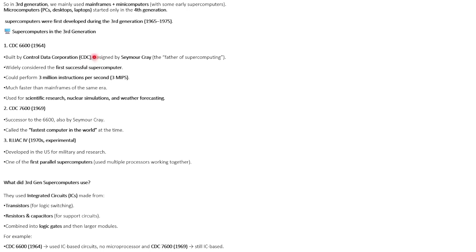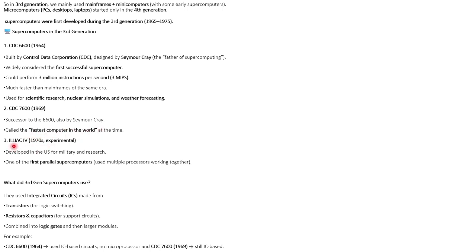CDC is a company that built the CDC 6600 supercomputer, designed by Seymour Cray, also known as the father of supercomputing. Widely considered the first successful supercomputer, it could perform 3 million instructions per second, much faster than mainframes of the same era, used for scientific research, nuclear simulations, and weather forecasting. Second type is CDC 7600, made in 1969, successor to the 6600, also by Seymour Cray, called the fastest computer in the world at that time.